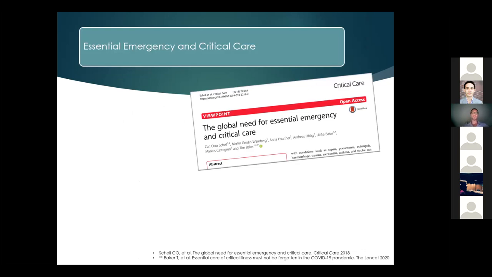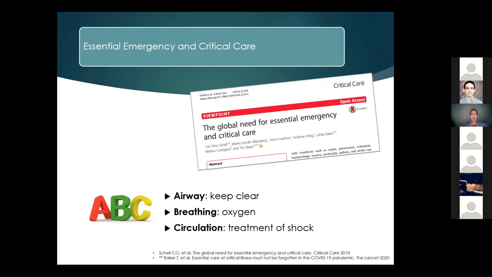This was prior to the pandemic. There was a call from us among several other groups that we really need to look at this requirement for critical care and the care of critically ill patients systematically. And there's a big need throughout the world for a greater prioritization and focus on the care of these very sick patients. And it all can be encapsulated, the care that's required, in the classic ABC of airway, breathing, and circulation. Patients who are critically ill have a compromised airway, they have problems breathing, or they have problems with their circulation. And that's what we need to handle in an adequate way.